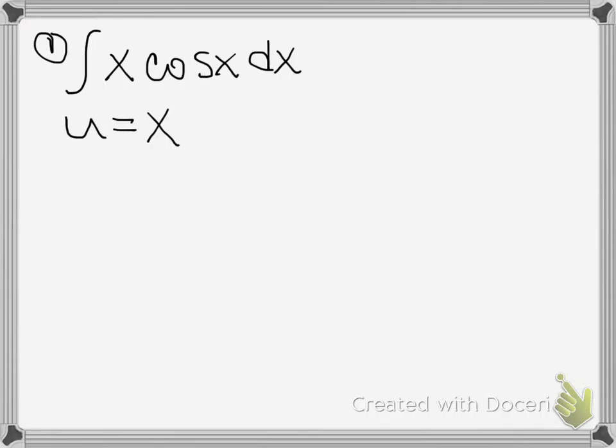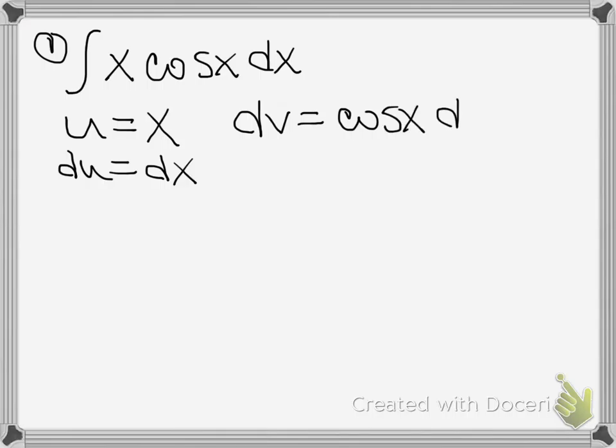So if u equals x, then what's the derivative of x? Well, that would just be 1 is what you're saying, so I'm just going to write 1 dx. And then if u is x, that means dv is going to be cosine x dx. And so now what is the antiderivative of cosine? And you're all shouting and telling me sine x.